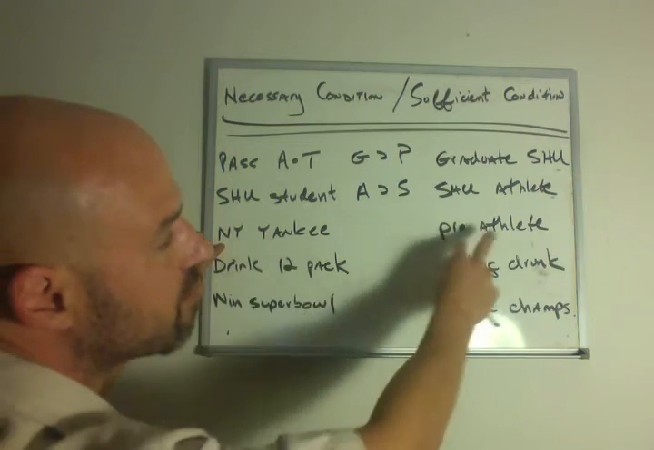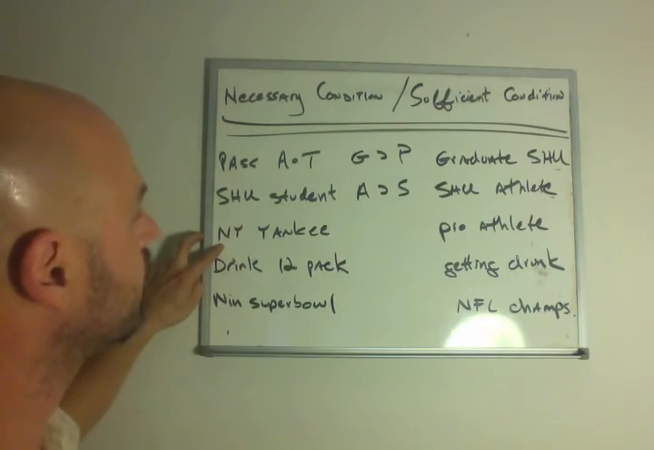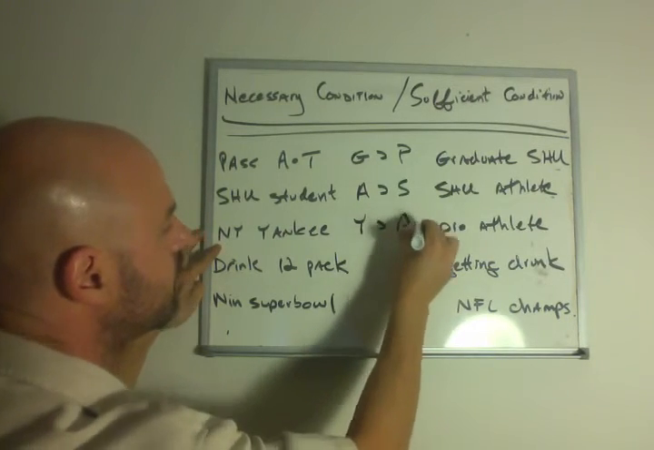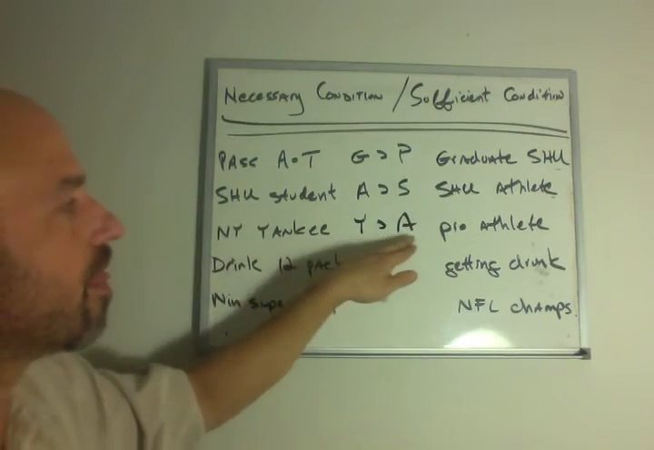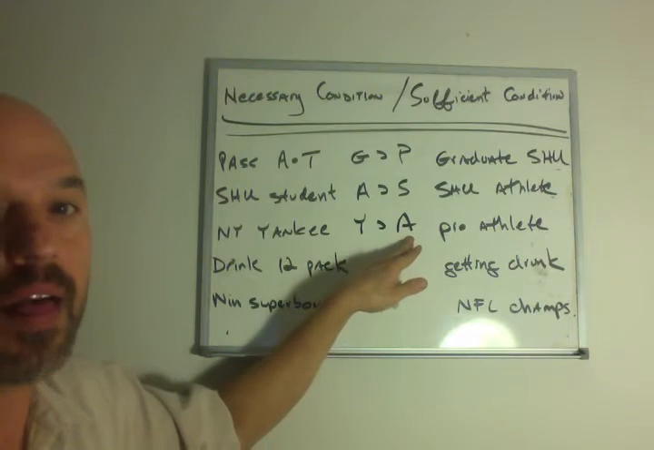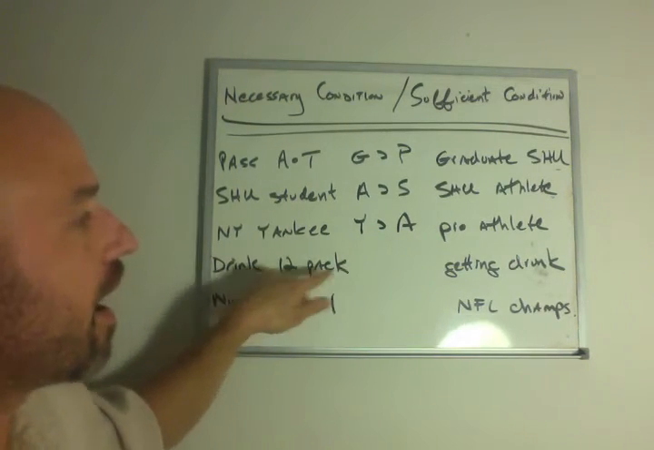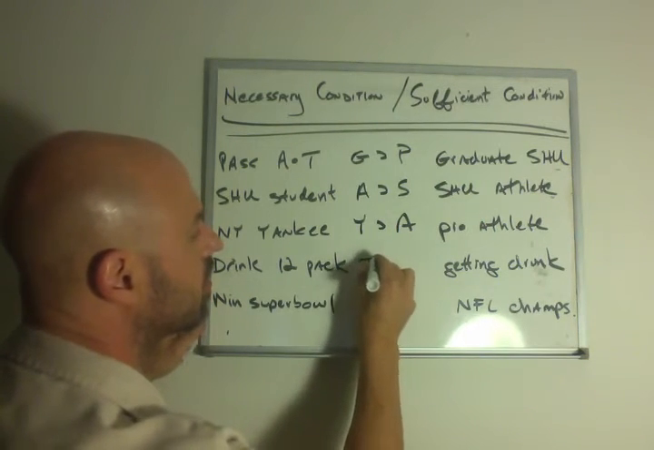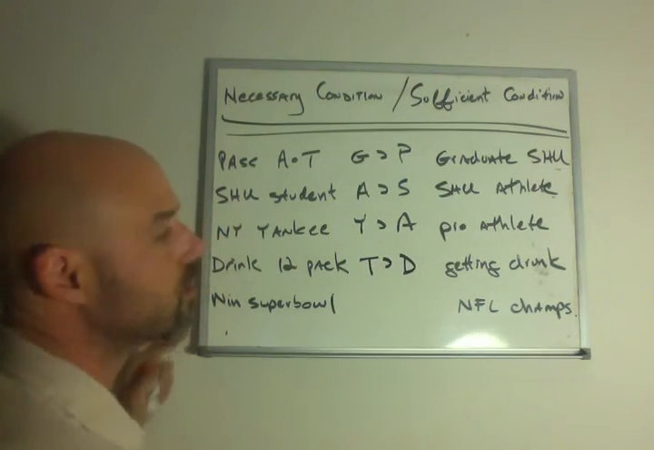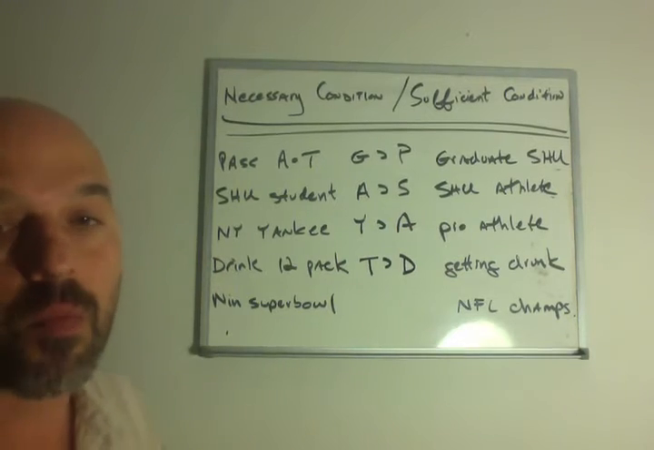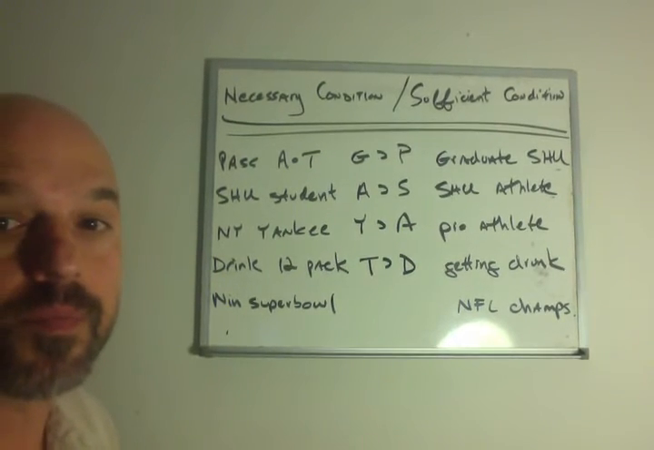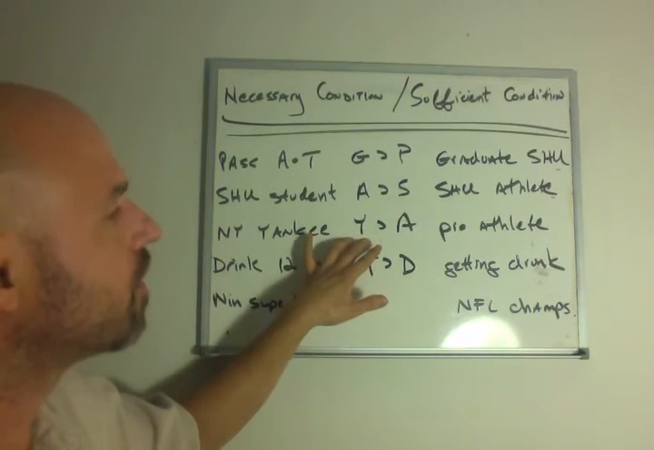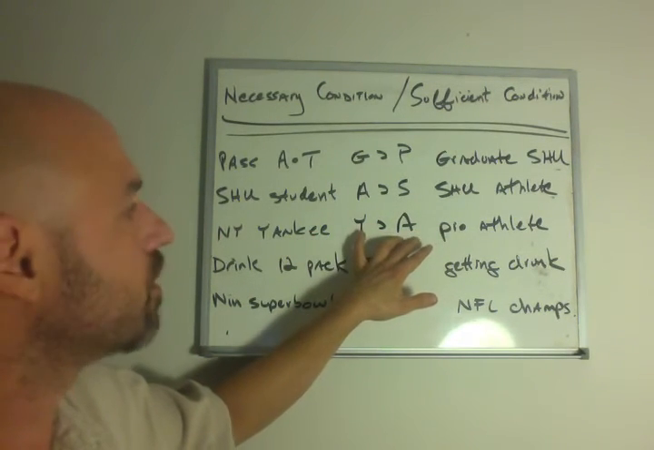Being a New York Yankee is sufficient for being a pro athlete. Well, this one is probably a little simpler. If you are a New York Yankee, then you are a pro athlete. Drinking a 12-pack, getting drunk. Well, if you drink a 12-pack, then you get drunk. So when we're talking about sufficient condition, it's simpler, it's more intuitive. We're saying that if the first thing is true, the second thing must be true.